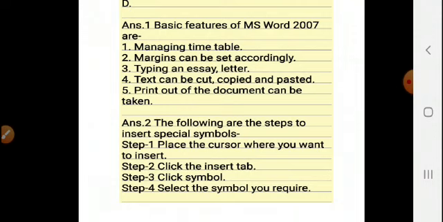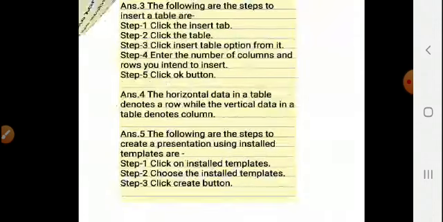Then second one, what are the steps to insert special symbols? So the steps to insert special symbols are: place the cursor where you want to insert, then click the Insert tab, click Symbol and select the symbol you require. Understood?